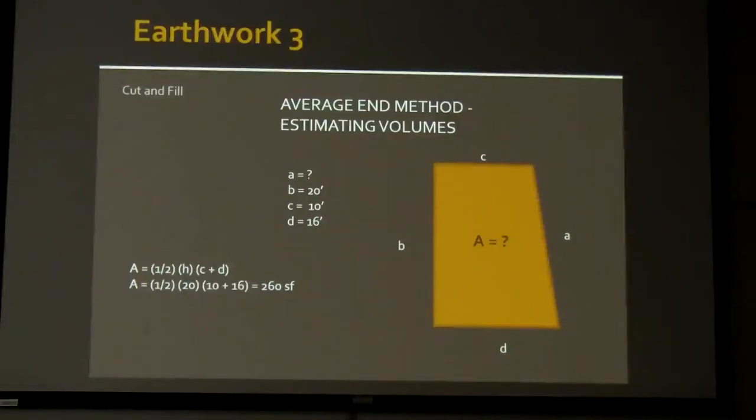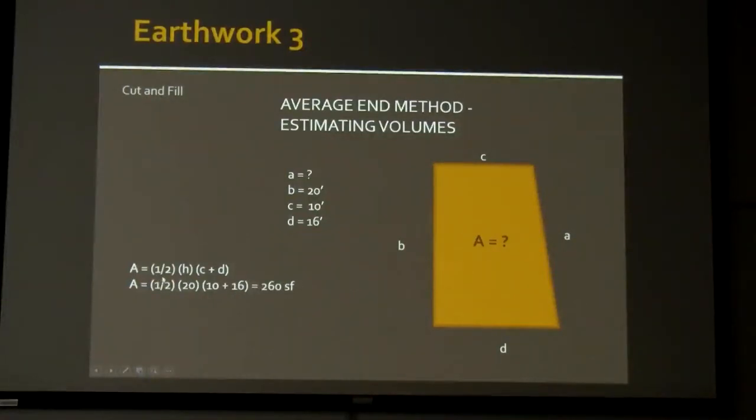Another way to have done this would be just to flip it on its side. And if we flipped it on its side, another way to determine the area would be b times d minus this area of the triangle over here that we have cut out. So there are a couple of ways to determine this.